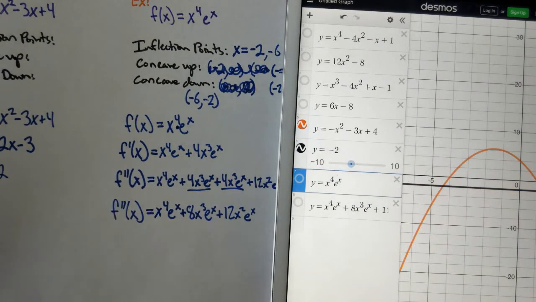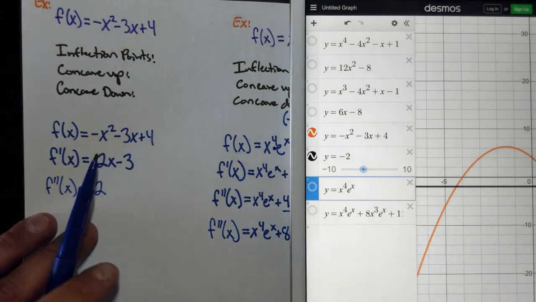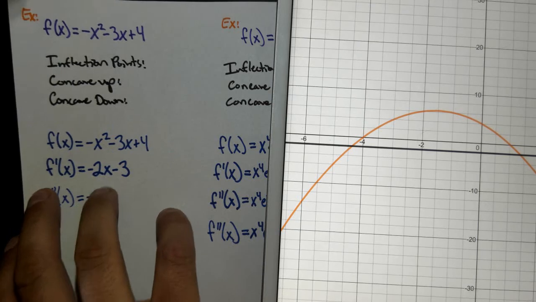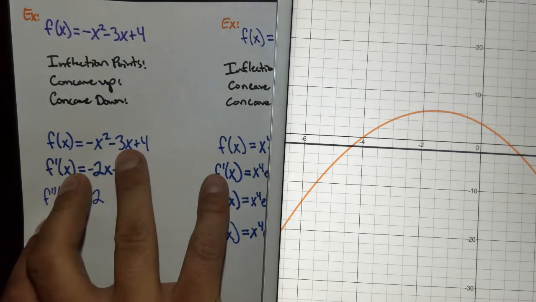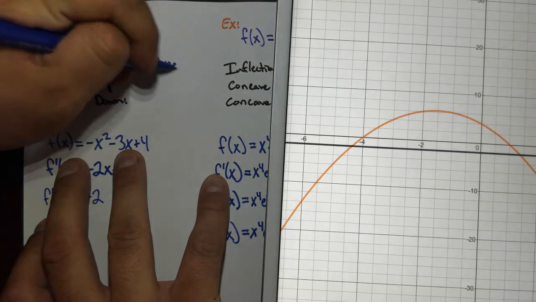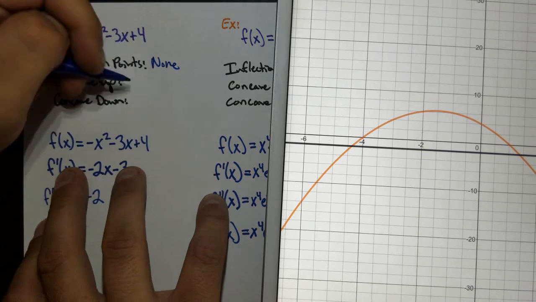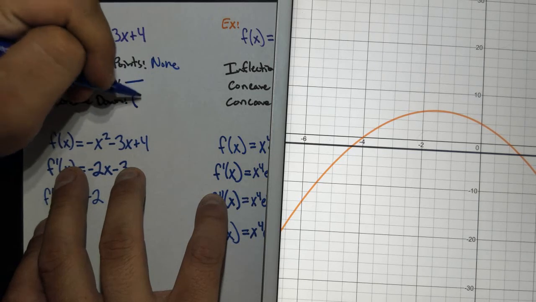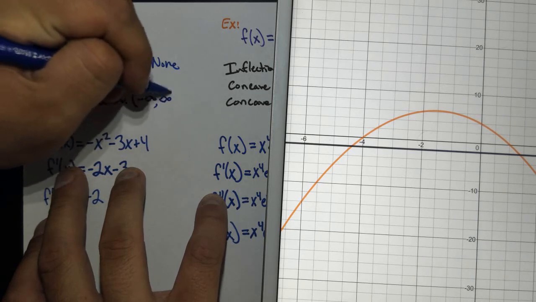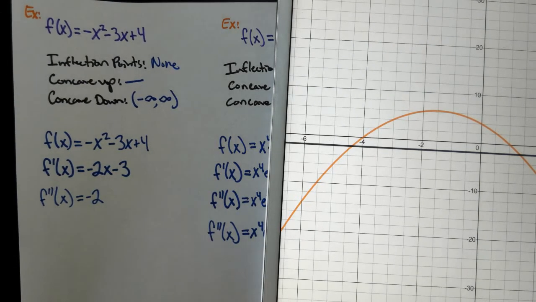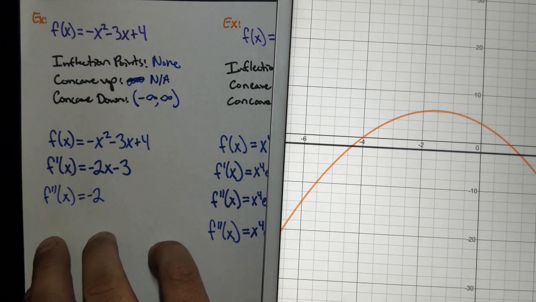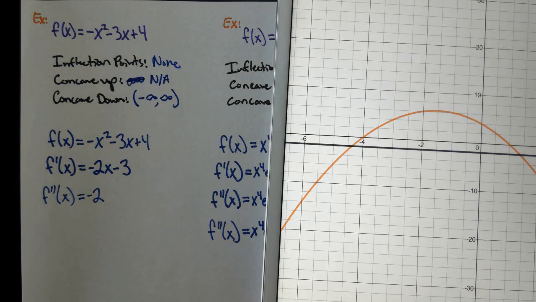Oh, it's because there were no inflection points. That's right. That's probably why I got confused here. Or not confused, but forgetful. So the inflection point here, there's none. And it's concave up, never. But it's concave down from -infinity to positive infinity. Or I guess here we could probably say not applicable or something like that. But yeah, so that's concavity and inflection points.